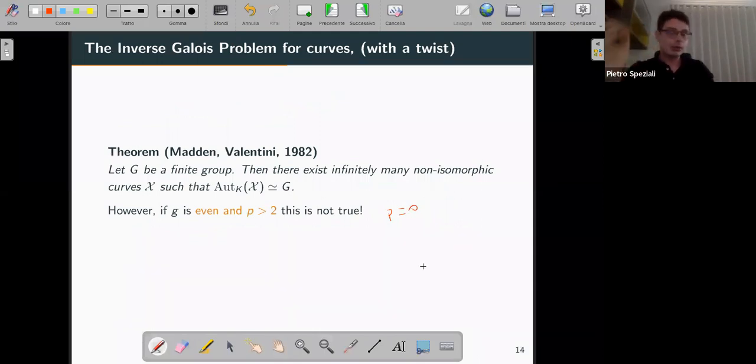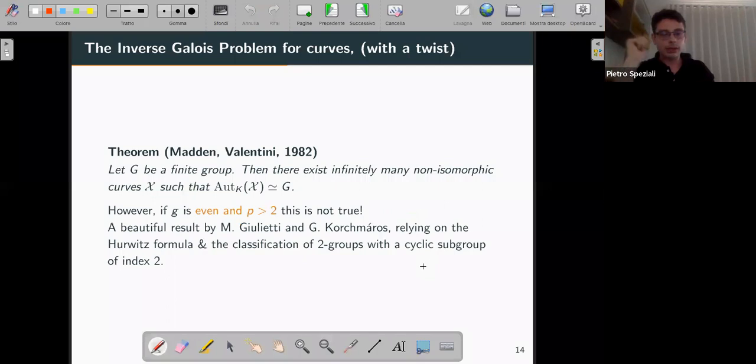This is a beautiful result by Professor Korchmáros and Professor Giulietti, which relies on a simple application of the Riemann-Hurwitz formula to a Sylow 2-subgroup of the automorphism group of a curve of even genus. If you just make the computations, you see that this group is either cyclic or has a cyclic subgroup of index 2. From finite group theory, we know that these groups have been classified. I will show you later the complete list of possibilities. This gives a huge restriction, so in the even genus case you have a lot more tools to work with.